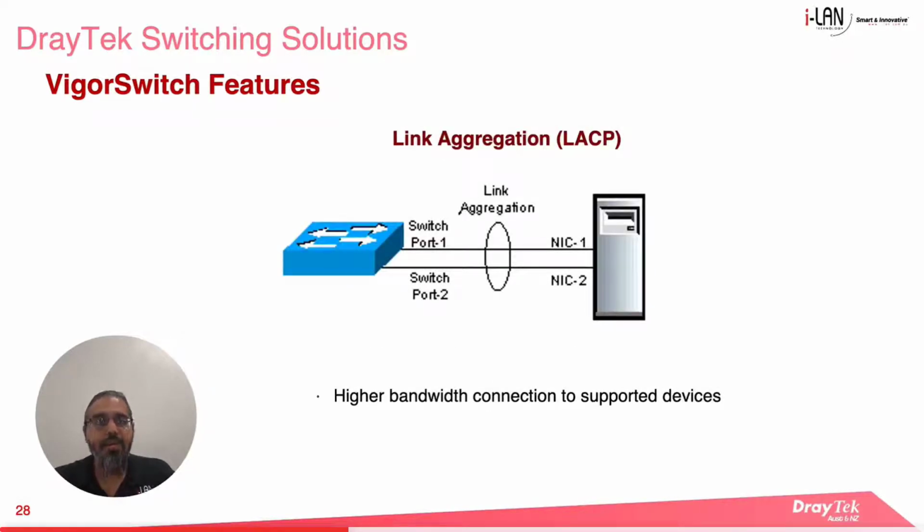Link Aggregation Control Protocol, or LACP, enables a higher bandwidth connection to be established with supported devices such as servers and NAS devices. LACP is a control protocol to enable LAG, that is Link Aggregation Group, to automatically configure network switch ports, detect link failure, and activate failovers.